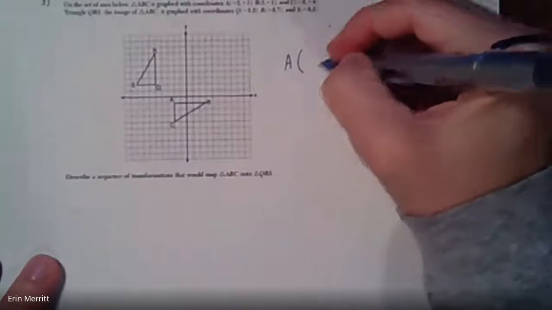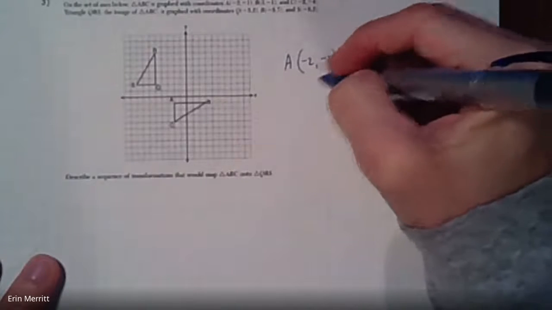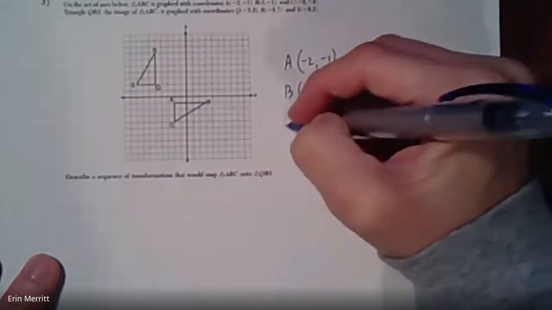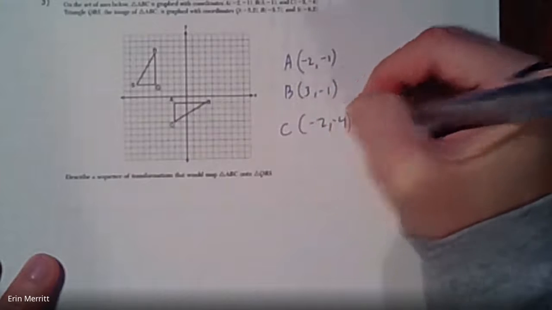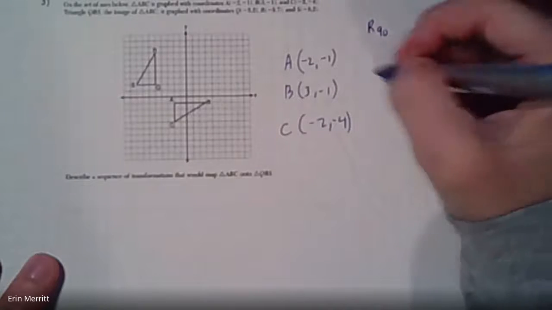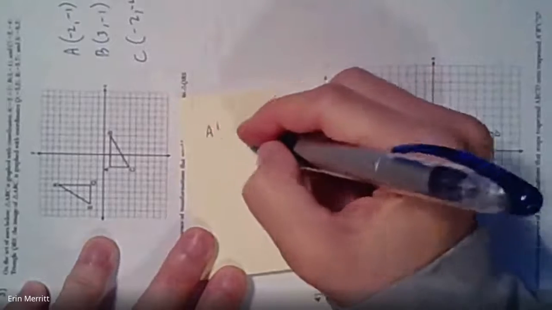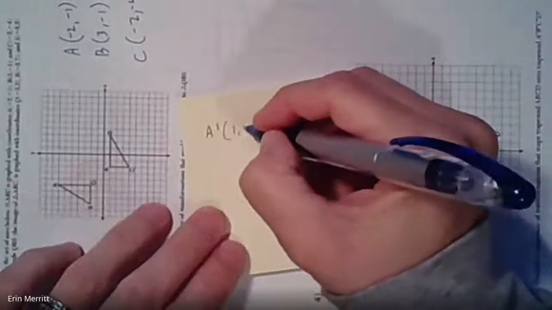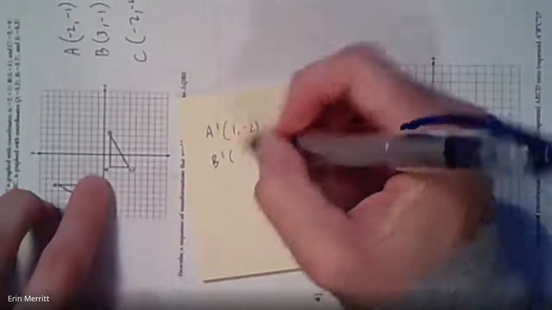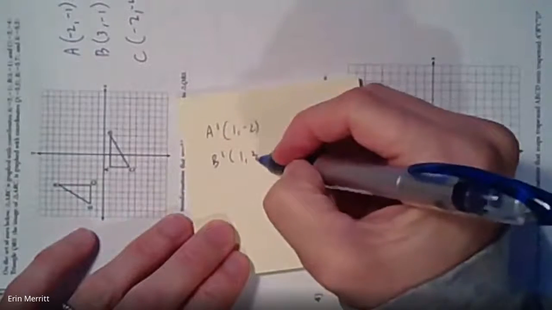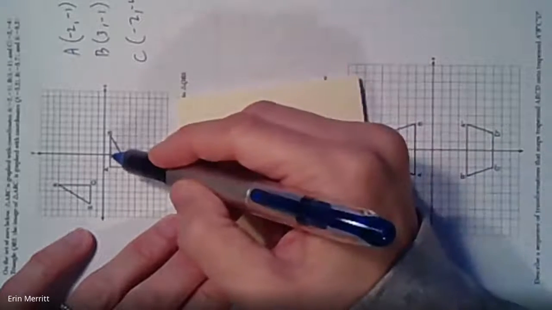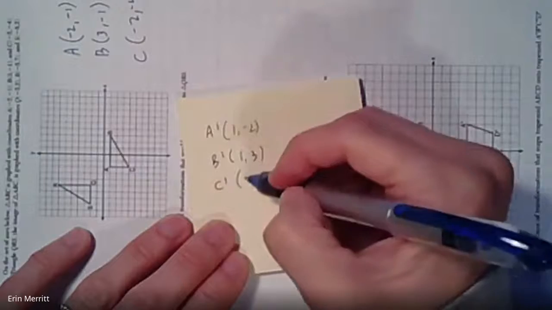So let's try that. So if we take triangle or point A, which is -2, -1, B is 3, -1, and C is -2, -4. And let's rotate it 90 degrees. All right. So if I do that, I'm going to turn my paper. You know the drill. I'm going to grab my Post-it over here. So now I've got point A at 1, -2. I've got B at 1, +3. And then I've got C at 1, 2, 3, 4, -2.